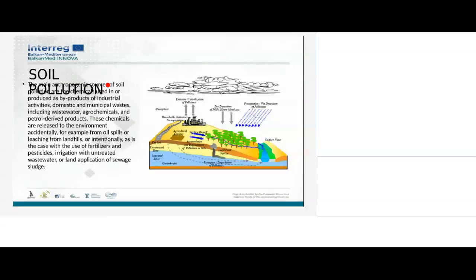The main sources of anthropogenic pollution are chemicals, which are used or produced as byproducts of industrial activities, as well as domestic, livestock, and municipal wastes, agrochemicals, and petroleum-derived products.